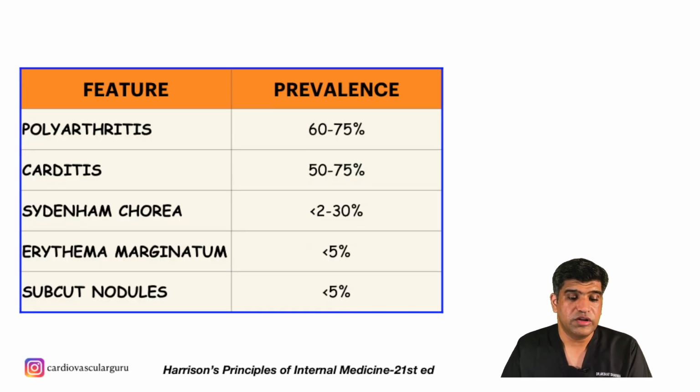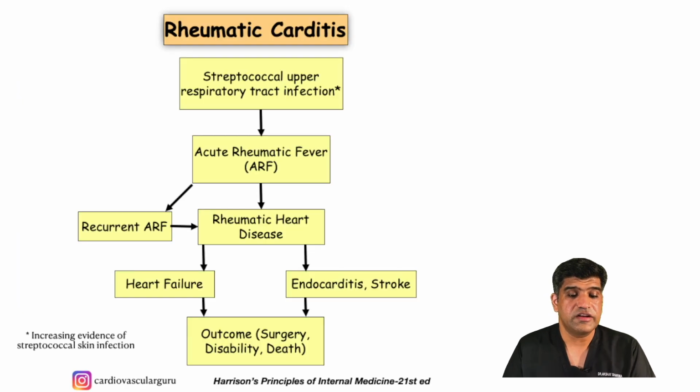Previously, in the last video, we saw there are 5 important features of acute rheumatic fever. There is polyarthritis, carditis, Sydenham chorea, and two skin lesions, erythema marginatum and subcutaneous nodules. The most common are polyarthritis and carditis. This is the natural course of the disease. There is streptococcal upper respiratory tract infection, acute rheumatic fever. The patient might get a recurrent attack or straight away progress to rheumatic heart disease, followed by heart failure, endocarditis, stroke, and the outcome can be disability, surgery, or death.